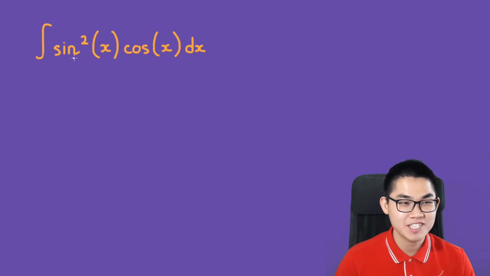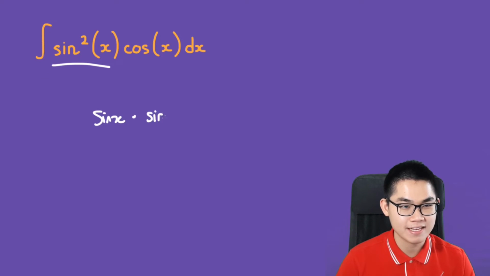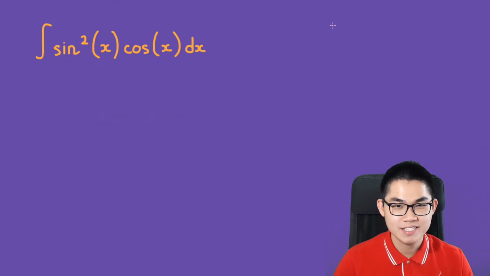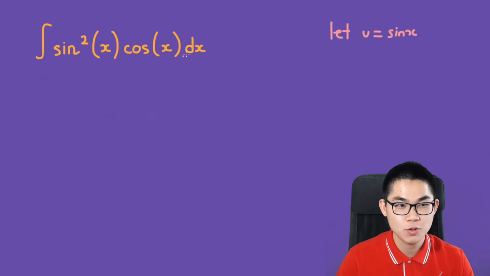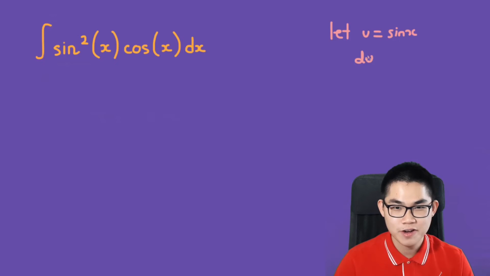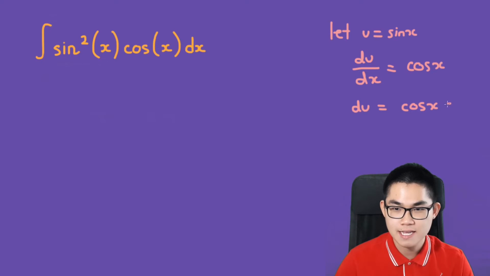The integral of sine to the power of 2 of x times cosine of x dx. Here, this just means sine of x times sine of x, and we write it with the 2 at the top. The first thing I'm going to do is let u equal sine of x. And you will see that this allows us to cancel out the cosine of x. So we differentiate it first, so we get du over dx, and the derivative of sine of x is positive cosine of x. So du is cosine of x dx, and dx is 1 over cosine of x times du.